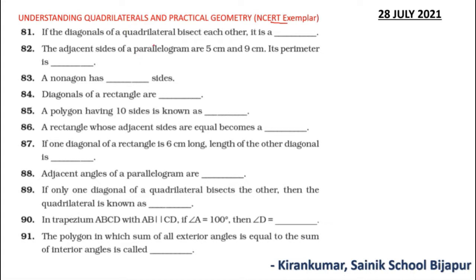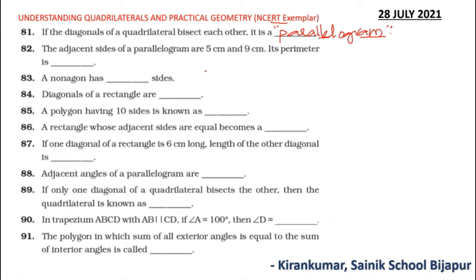If the diagonals of a quadrilateral bisect each other, then it is a parallelogram. In a parallelogram, diagonals bisect each other. This is a general rule. If you consider a square, the diagonals bisect each other, but then a square is also a parallelogram. This is a general property of a parallelogram.